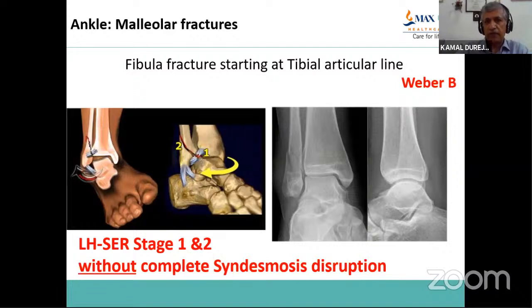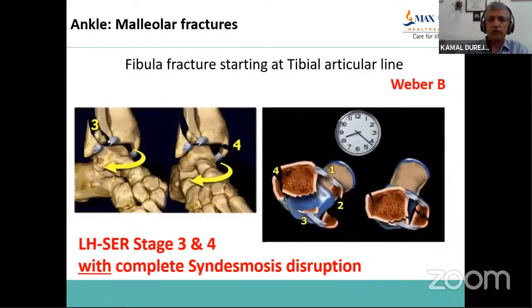This is Weber type B. In Weber type B, the fibular fracture starts at the tibial articular line. Before the fibula fractures, there is a disruption of the anterior syndesmotic ligament because the talus is rotating externally. According to Lauge-Hansen, these are supination external rotation injuries. Stage one is when the ligament ruptures, and stage two is when the fibular fracture takes place.